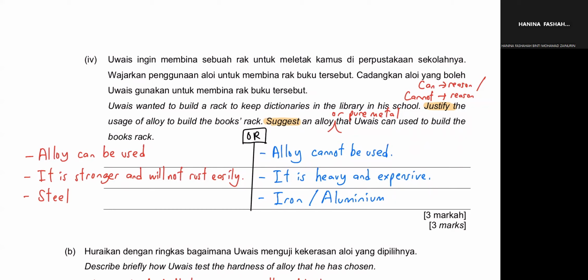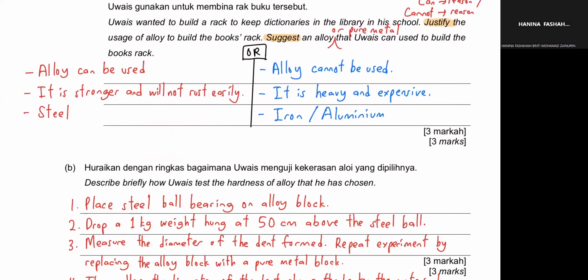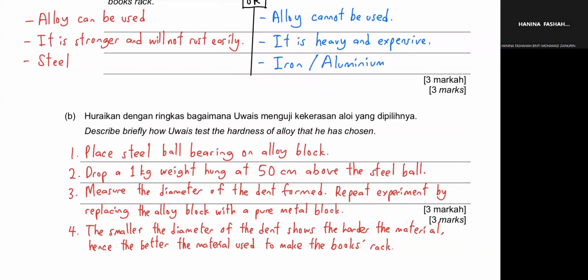Then you have to see the block, a wooden block, how much then it costs. This is the explanation part, means the procedure. So place the steel ball bearing on the alloy block. Then drop a 1 kg weight, for example, hung at 50 cm above the steel ball. Then measure the diameter of the dent formed. Remember this one?